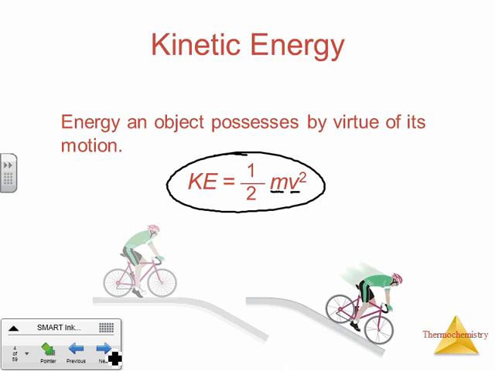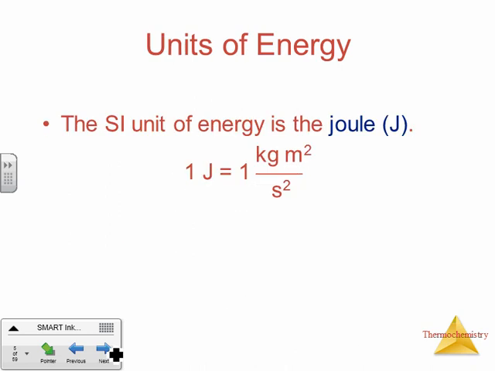Something that has a bigger mass, when it's moving at the same speed as something that's smaller, is going to have more kinetic energy. But because the speed is squared, it ends up being more important how fast it's going rather than how massive it is. Okay, the SI unit of energy is the joule.